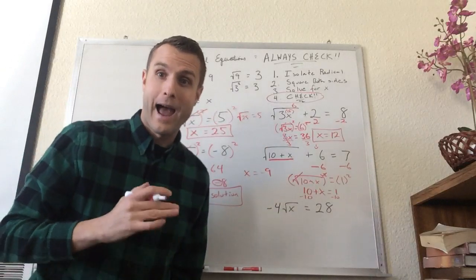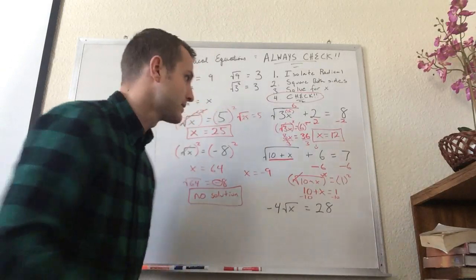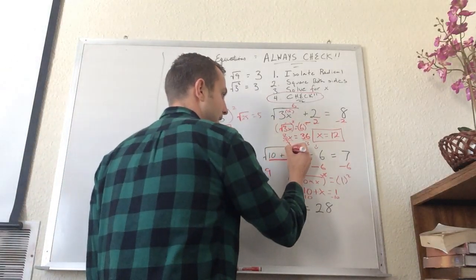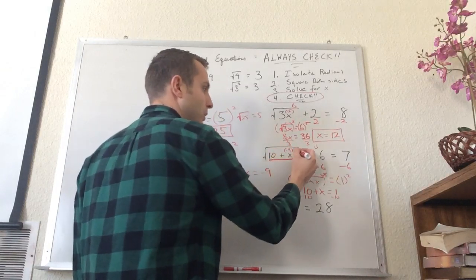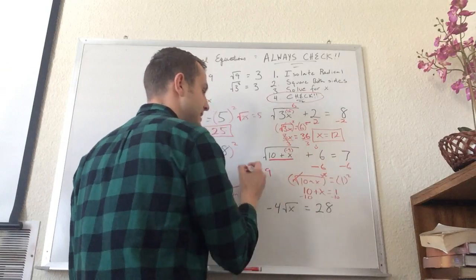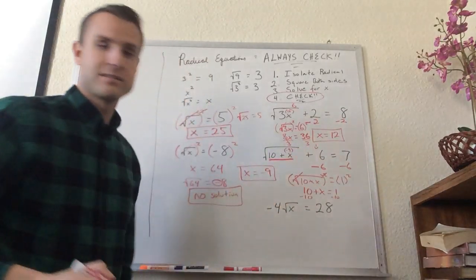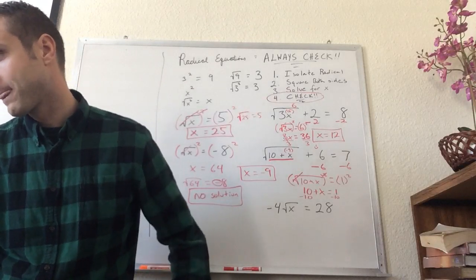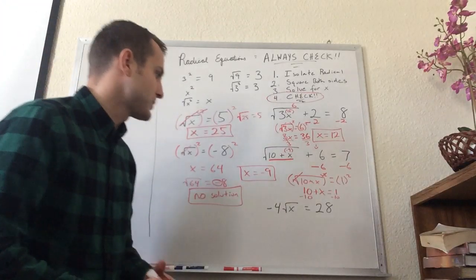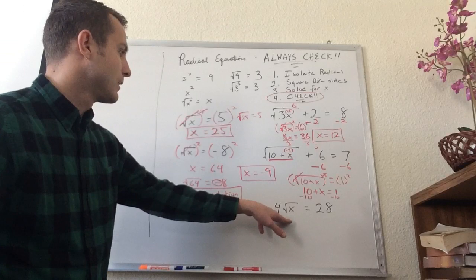Now, I have to check it. So for x, I'm going to plug in negative 9. 10 minus 9 is 1. The square root of 1 is 1. 1 plus 6 does equal 7. So my answer is negative 9. Let's look at this one down here. Last one.